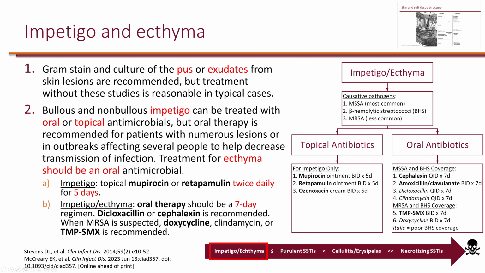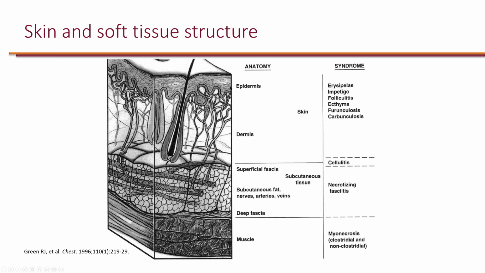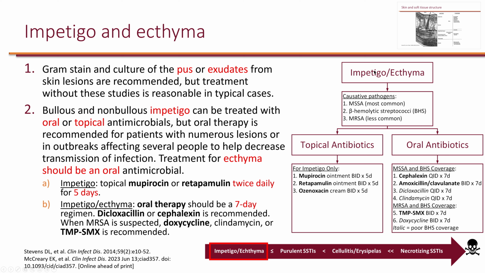Here are the IDSA recommendations for the management of impetigo and ecthyma. As we have discussed previously, impetigo is essentially the infection of the epidermis. Ecthyma can also go into the dermis layer, so it is a deeper level. That's something to keep in mind when we're deciding to use topical or oral agents. In general, we know that the most common causative pathogens are MSSA, the most common, and beta hemolytic strep.